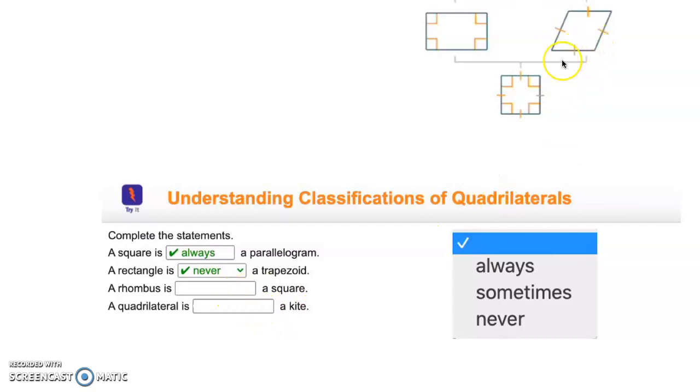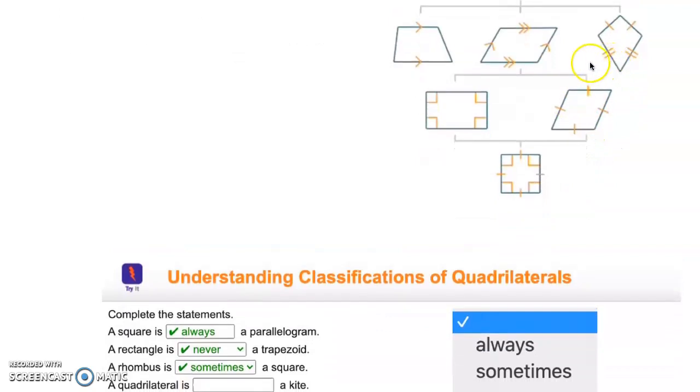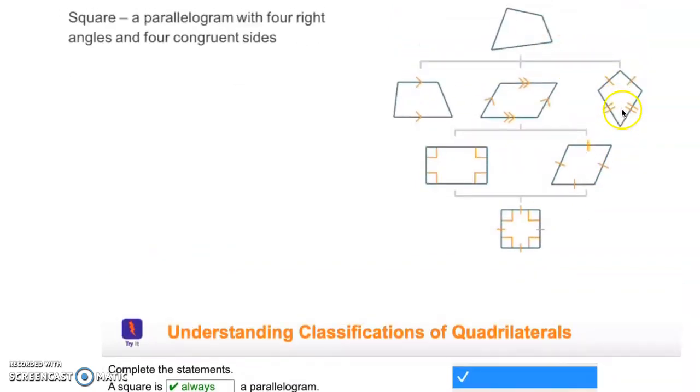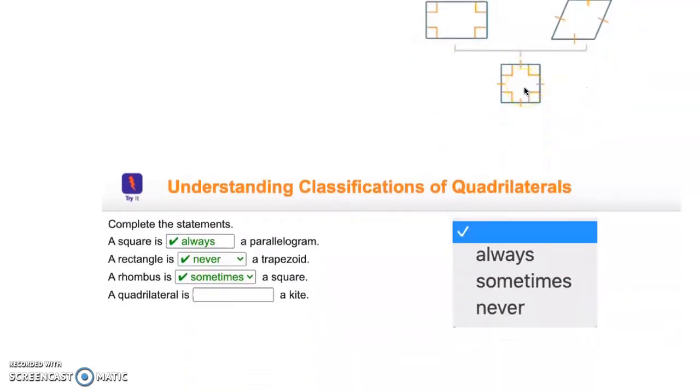How about a rhombus? A rhombus can be a square, but is a rhombus always a square? Not always, sometimes. A square is always a rhombus, but notice this rhombus up here isn't a square, so a rhombus is sometimes a square. And finally, a quadrilateral, which is our top category. Is it always a kite, sometimes a kite, or never a kite? Well, a kite is a quadrilateral, but a quadrilateral can also be other things, so it is sometimes a kite.